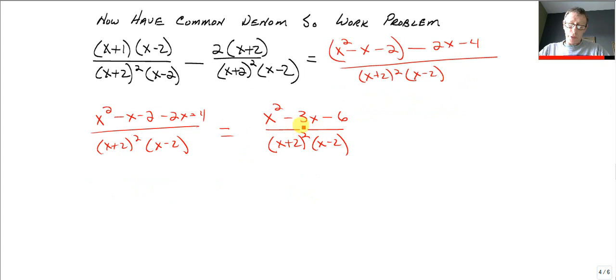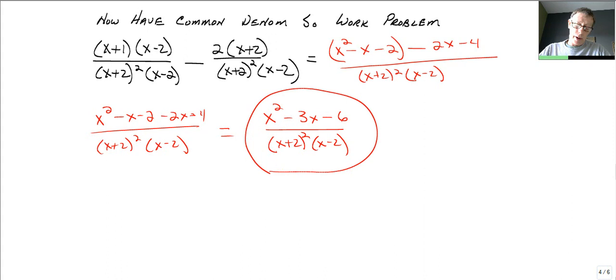So now let's see if we can factor this numerator. I need two numbers that add to negative 3 but multiply to negative 6. And 6 and 1 aren't going to work, 3 and 2 will not work, so that's already in simplest form because the numerator cannot be factored.